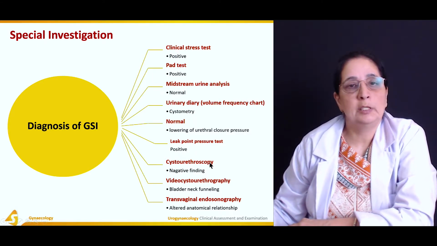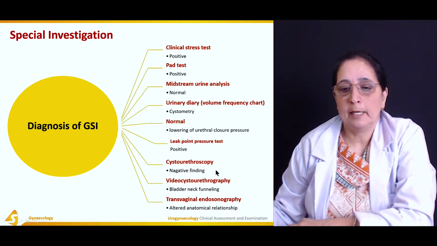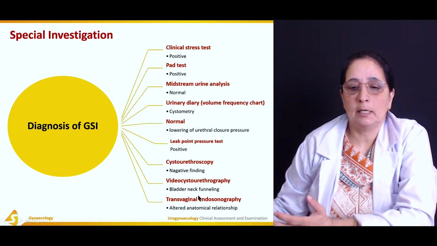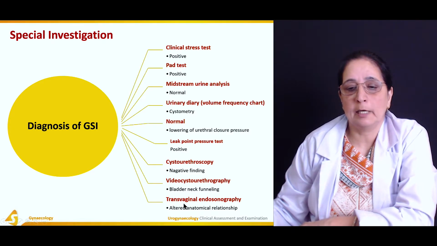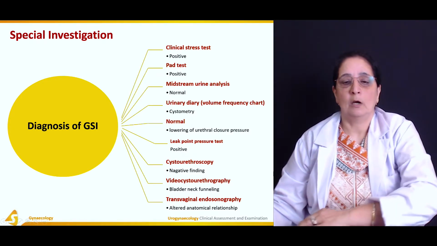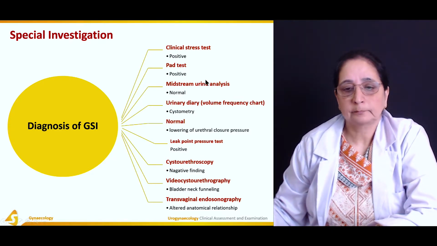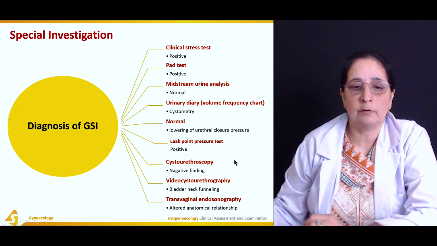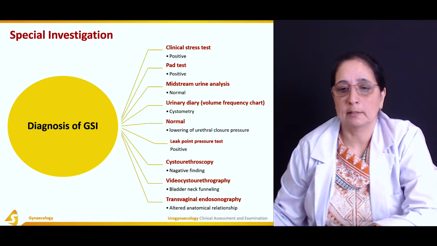Cystourethroscopy usually shows no finding. Then on videocystourethrography, there is bladder neck funneling. And on transvaginal endosonography, there is an altered anatomical relationship. So these are some special investigations done for diagnosis of stress incontinence.